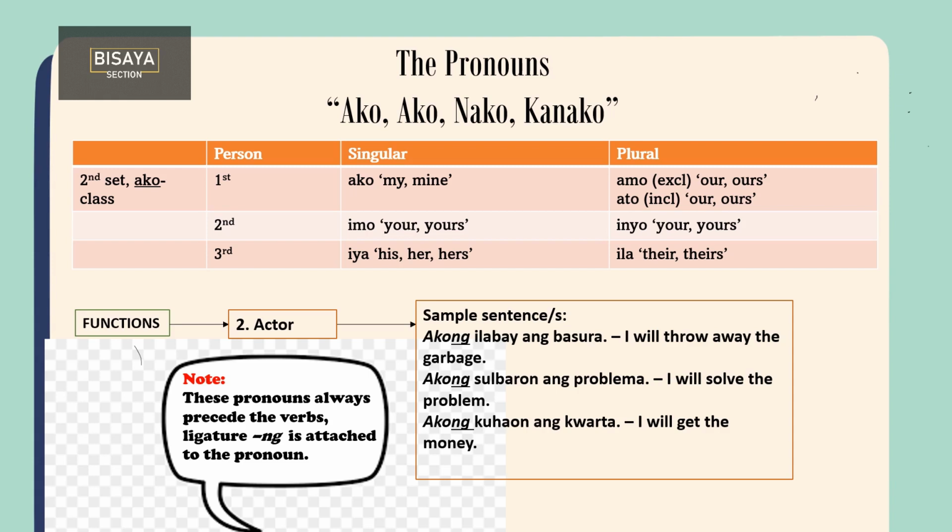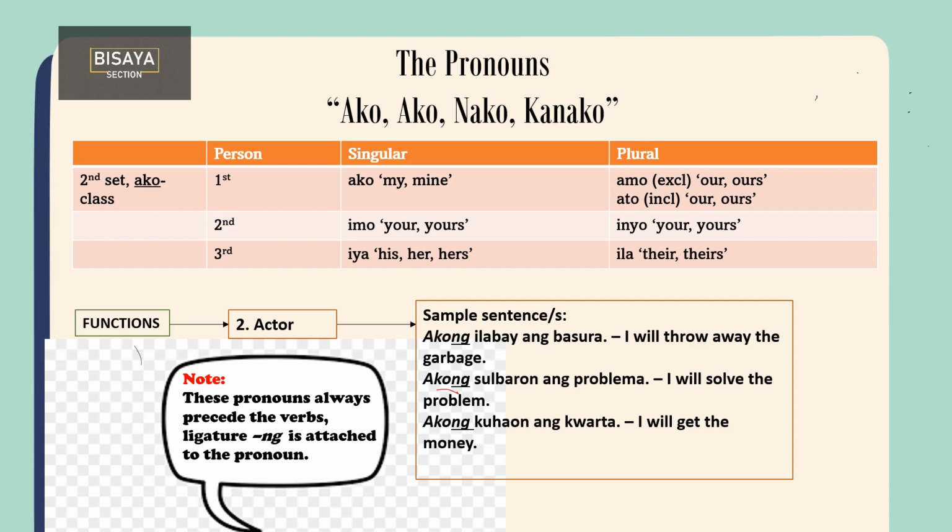The second function of the ako pronoun is as an actor. So these pronouns always precede the verbs, and the ligature nang is attached to the pronoun. Sample sentence is akong ilabay ang basura. I will throw away the garbage. So just like last time, the actor in the sentence is doing the action.